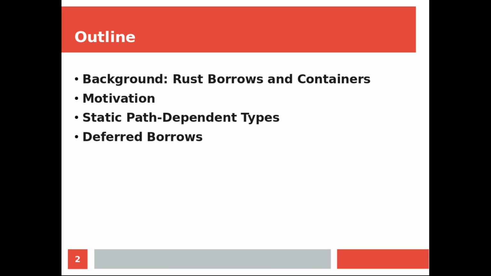In this talk, I'll give some background on Rust first for those who are not as familiar with the language. I'll motivate the problem based on language limitations that can lead to cumbersome code and a form of logical unsafety as well. I'll briefly describe static path-dependent types, which are the core primitive we add to the language. I'll finally describe deferred borrows, which are a container data type API design pattern built on static path-dependent types.